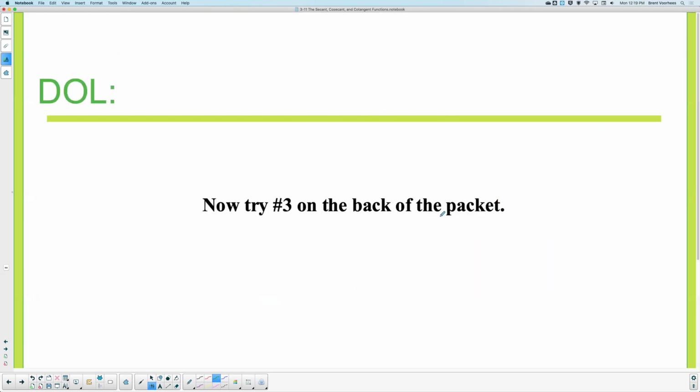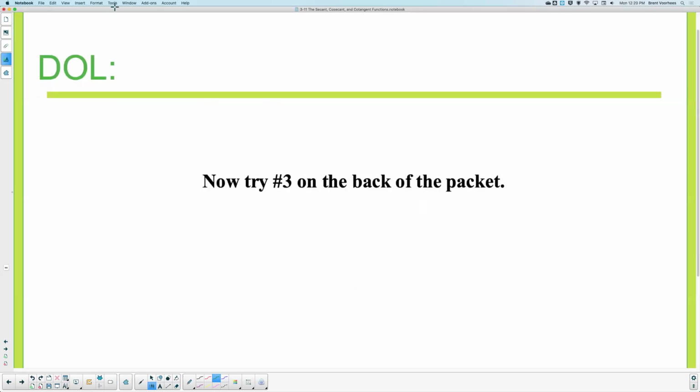It's time for our first DOL. Let's go to DOL. Well, our first DOL, call it DOL number 3. Let's go try that in the back of the packet.